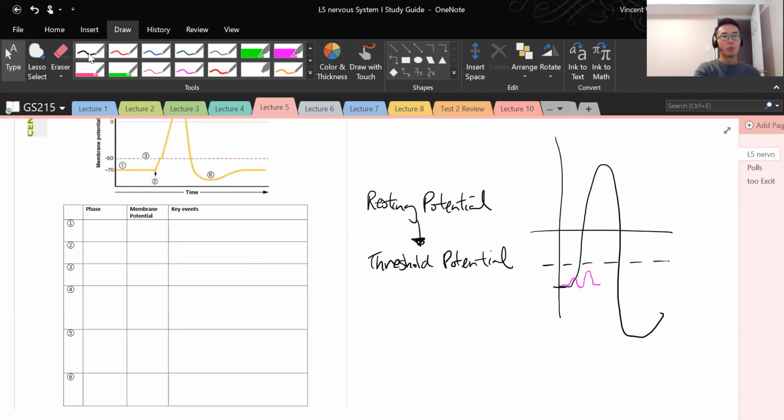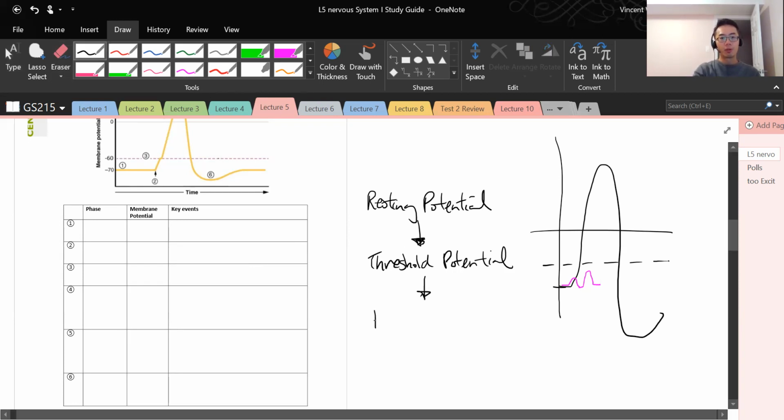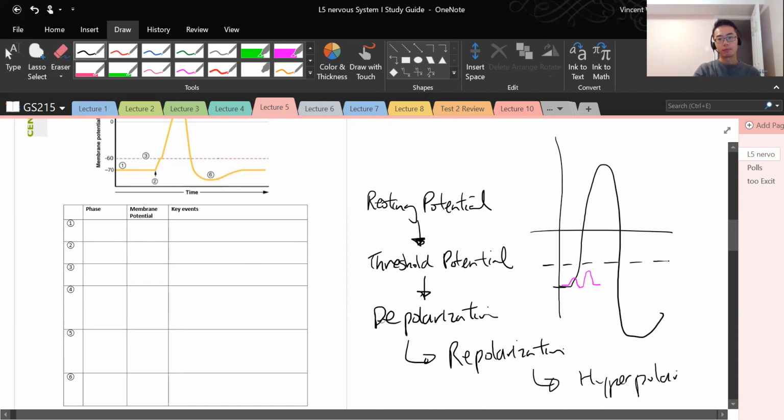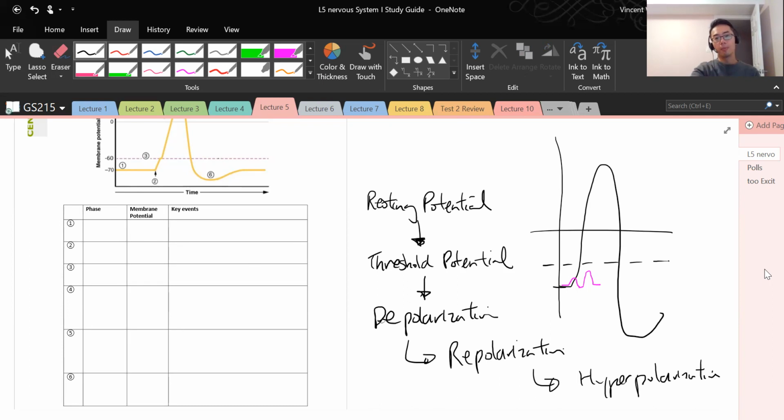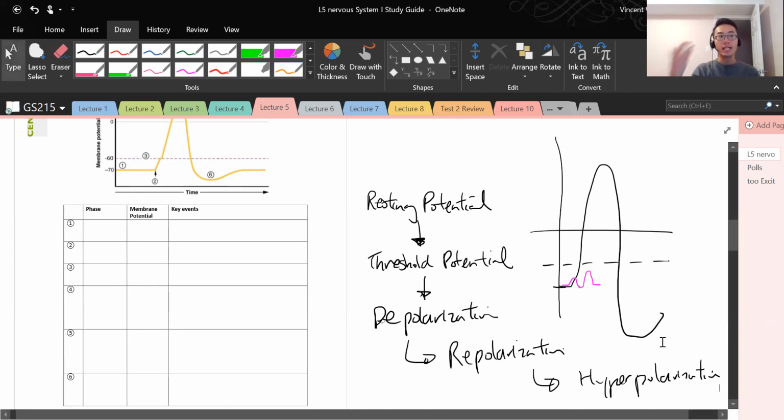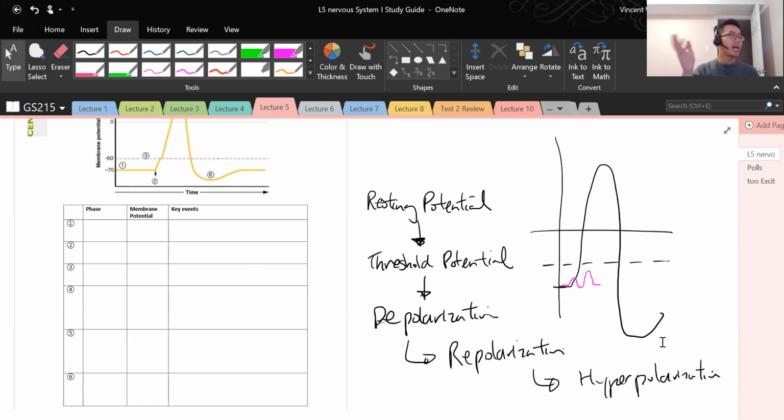After threshold potential, what do we go to? We go to the depolarization. That's the sodium influx. And then you should fill these in yourself. Then we have the repolarization. And then we have the hyperpolarization. So you should label all these parts on the graph. You should know the reason that they are there, and you should know the relative concentration of sodium and potassium on the inside at those points.